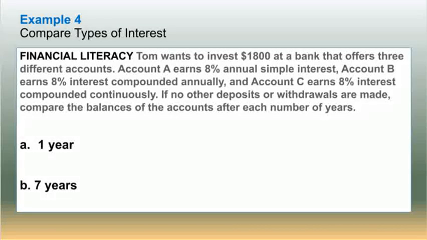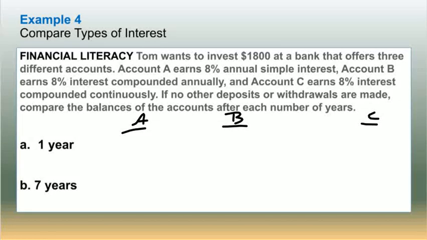Example 4, we're now going to compare all the types of lenders' interest. Here it says Tom wants to invest $1,800 at a bank that offers 3 different accounts. Account A earns 8% annual simple interest. B earns 8% interest compounded annually, and C earns 8% interest compounded continuously. If no other deposits or withdrawals are made, compare the balances after 1 year and 7 years. So this would be A, this would be your B, this would be account C.